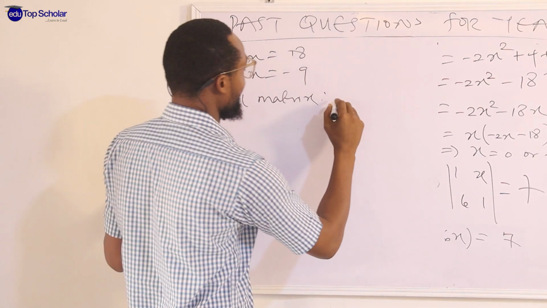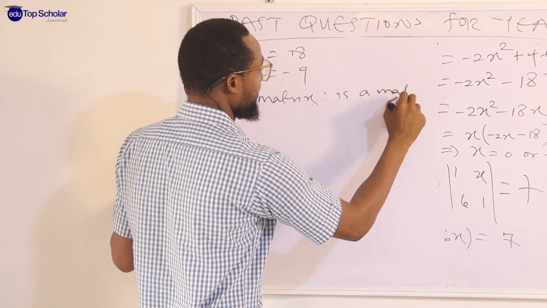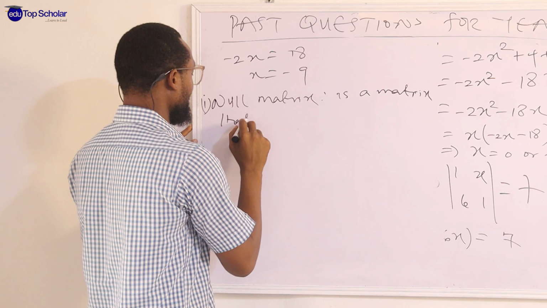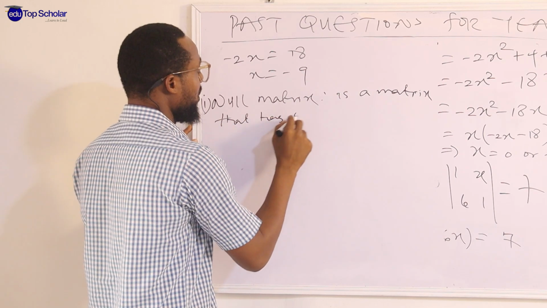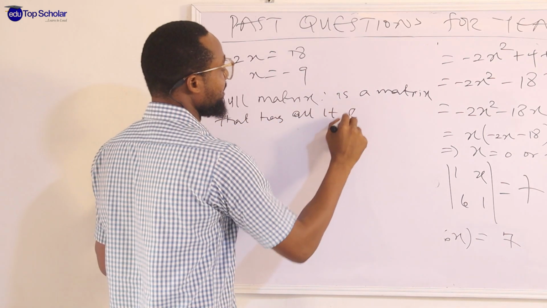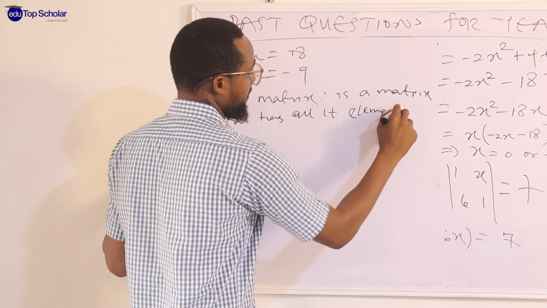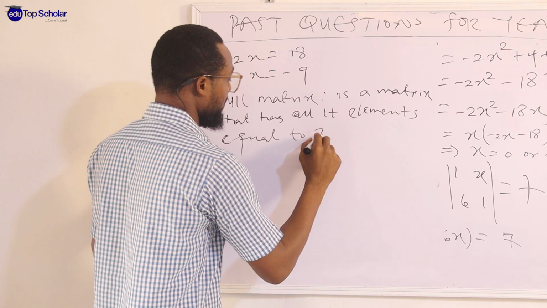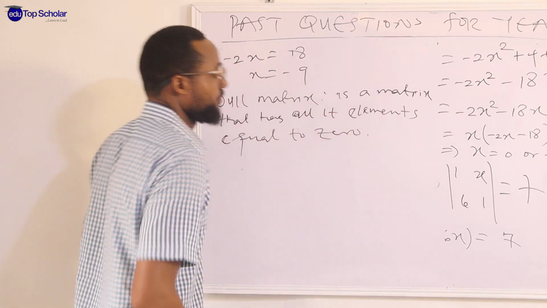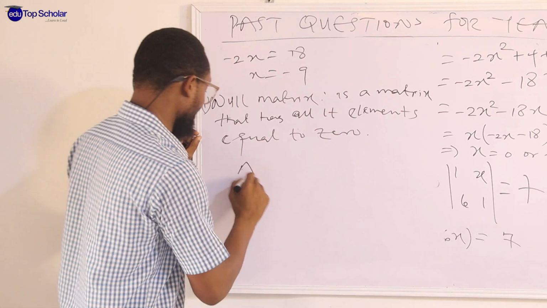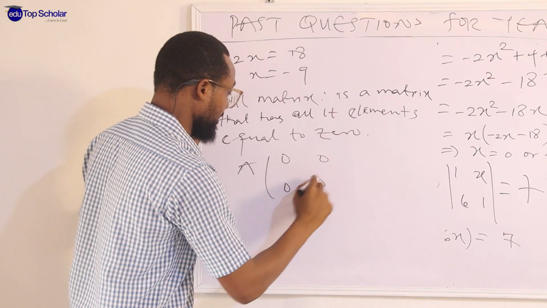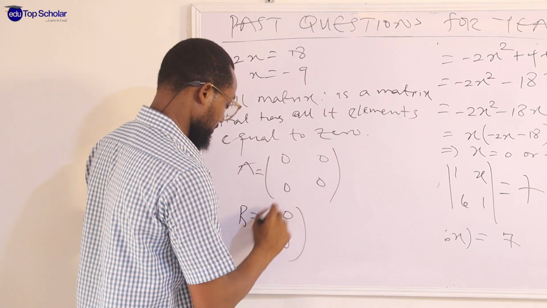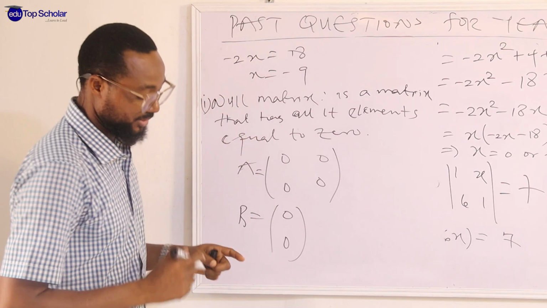So for null matrix, in null set, we define it as an empty set, a set without elements. But a matrix, null matrix, is a matrix with 0 elements. So they are not the same. Null matrix, in a nutshell, is a matrix that has all its elements equal to 0. That is, we have A equals 0, 0, 0, 0, or B, a column matrix 0, 0. This is an example of a null matrix.